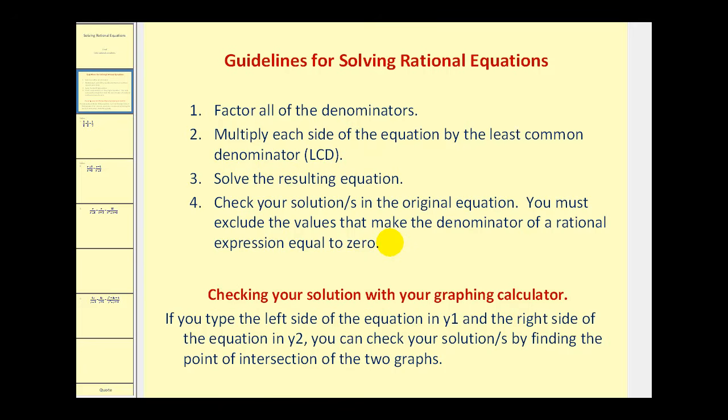If we type the left side of the equation in y1 and the right side in y2, we can check our solutions by finding the point or points of intersection of the two graphs. Let's go ahead and take a look at an example.